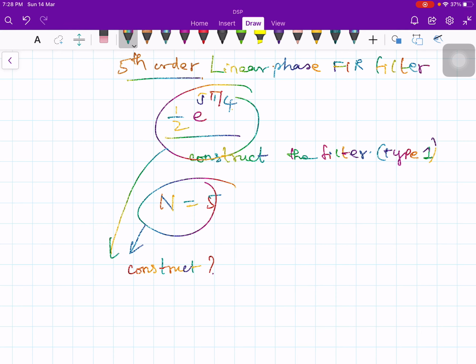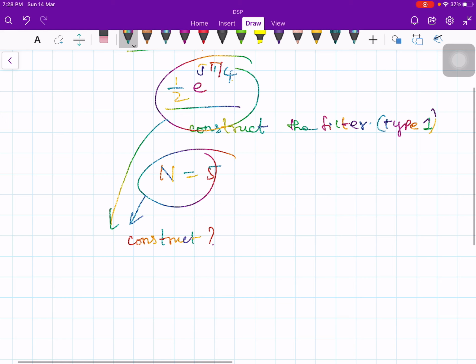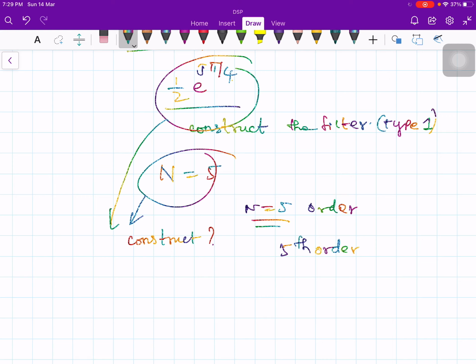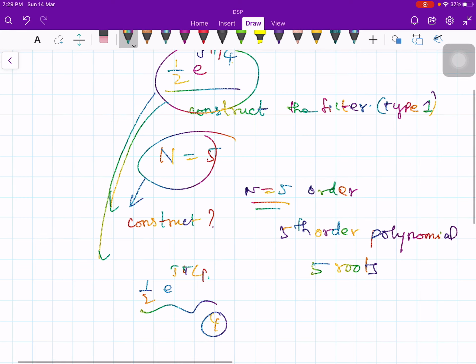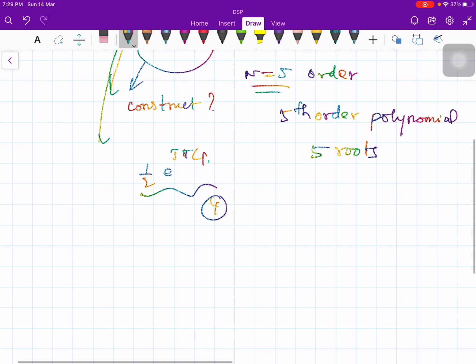How to construct? Okay, so how many choices do we have? See, one zero is given. See, capital N is equal to 5 means what? How many zeros are there? It's the order, right? So if you solve the fifth order polynomial, you will get 5 roots. Out of these 5 roots, 1 root is given, that is half times e to the j pi by 4. And the remaining 4 we need to determine. So how will we determine this?